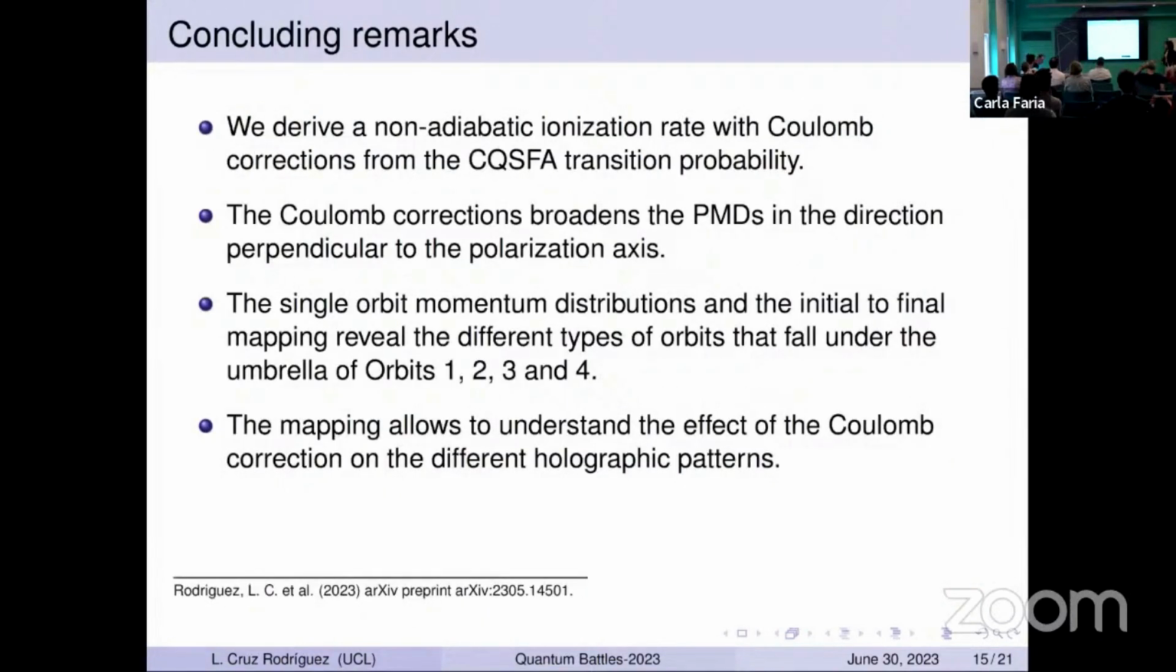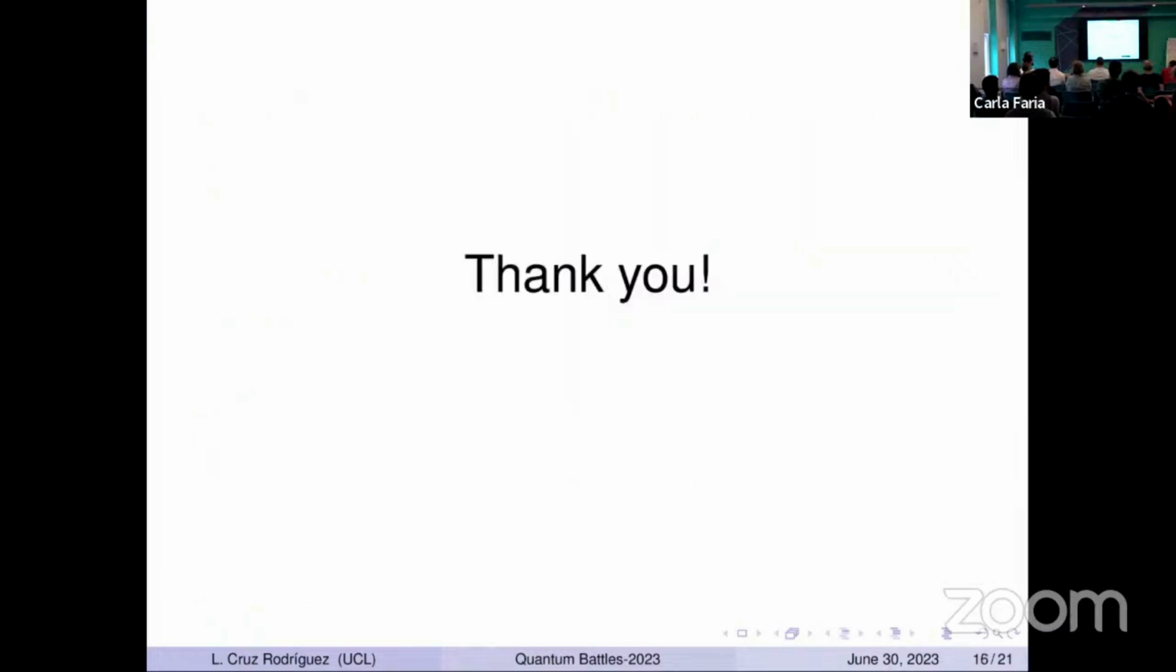To conclude, the main message here is that we have implemented a forward version of the CQSFA, where we use the CQSFA formulation, and we study how this affects the rate. And with this we finish.